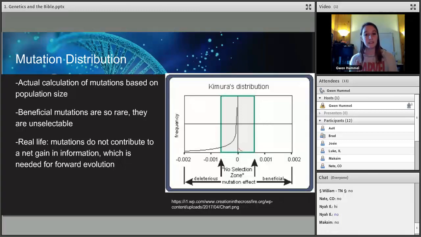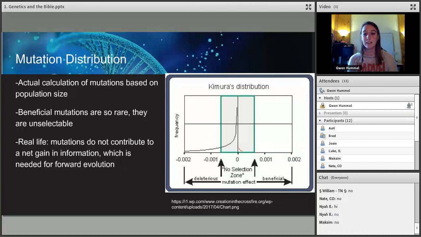Then we see on the right side beneficial mutations. Beneficial mutations would be something that may add or delete information, but is ultimately good for us. And in the middle, we see this big area called the no selection zone. So there's a lot of things that can contribute to a no selection zone. And this is usually where changes are so subtle, they're not subject to selection.